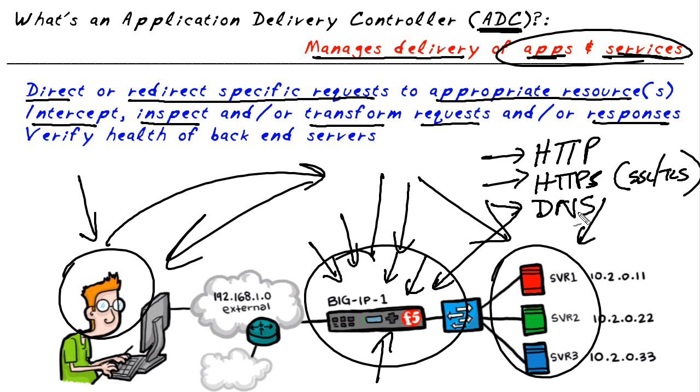Another huge application that's used all the time on the internet is DNS, domain name system. And it's DNS that allows us to go out to www.cbtnuggets.com, and it's DNS that resolves that name into one or more IP addresses that our computers then go ahead and use to connect to those resources.